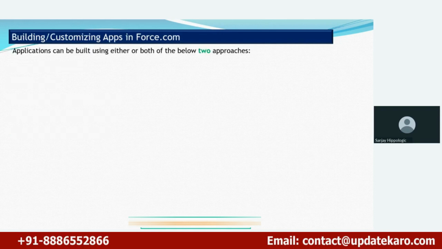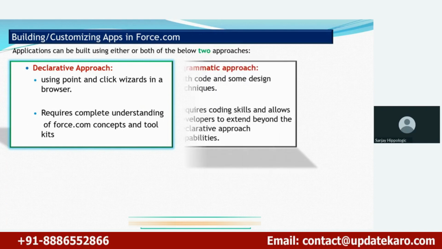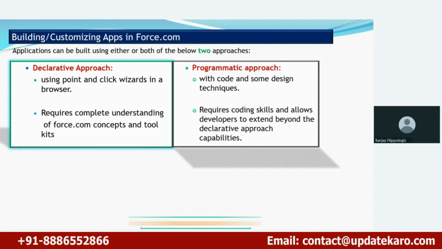So applications can be built using either or both of the two below approaches. So how do you build an app or customize an app? There are two approaches in Salesforce to build an app or customize an app. The first approach, we call it the declarative approach, and the second approach, we call it the programmatic approach. So what is declarative and what is programmatic?